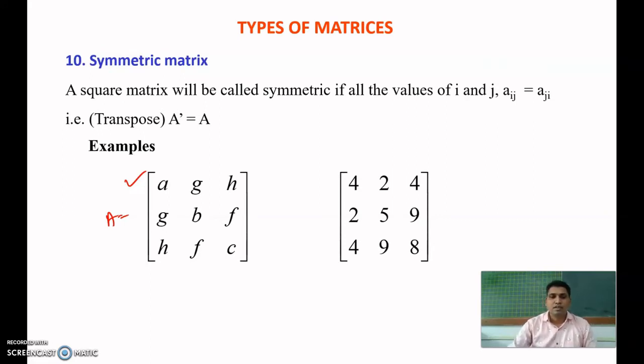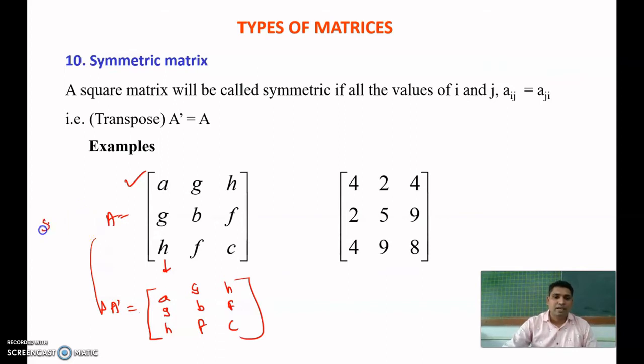Suppose this is my matrix A, and I am now going to transpose it. I write rows as columns. So you will get both equal, A and A dash. A and the transpose of this given matrix are both equal. That means this matrix is a symmetric matrix.